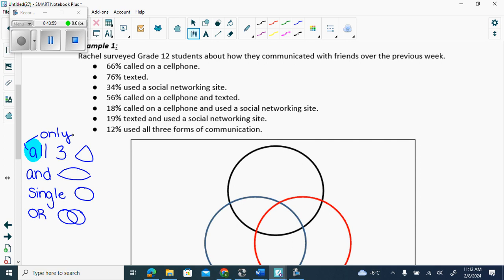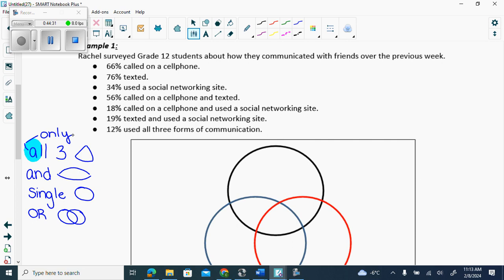It says, Rachel surveyed grade 12 students about how they communicated with friends over the previous week. 66 called on a cell phone, so that's the cell phone circle. 76 texted, that's the texting circle. 34 used a social networking site, circle. 58 called on a cell phone and texted, eyeball. 18 called on a cell phone and used a social networking site, eyeball. 19 texted and used a social networking site, eyeball. 12 used all 3, middle, right?